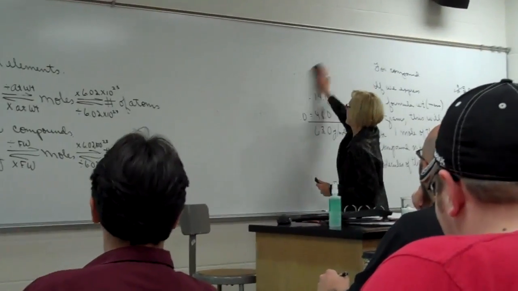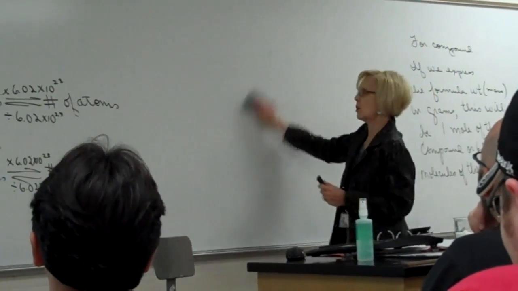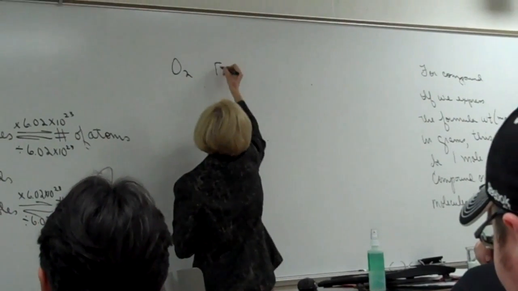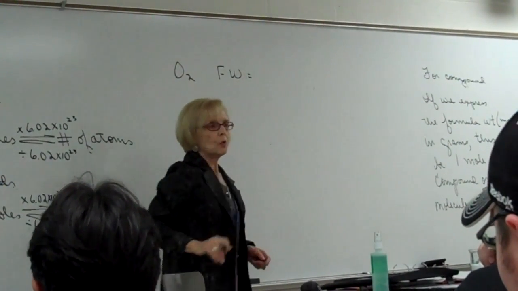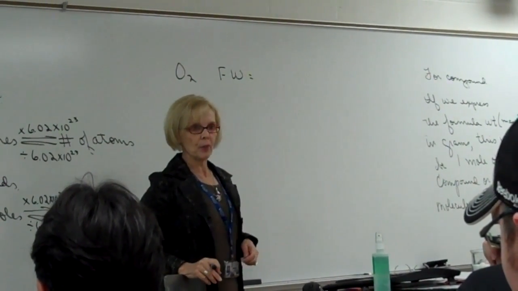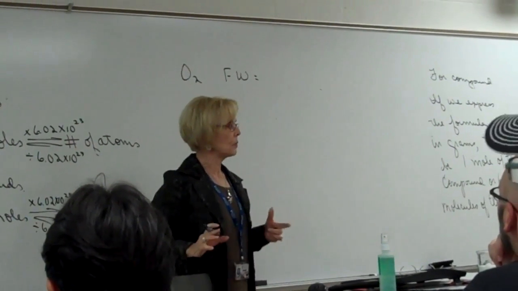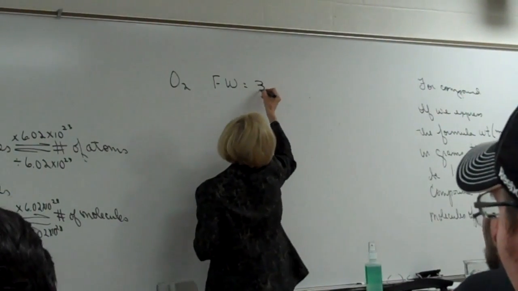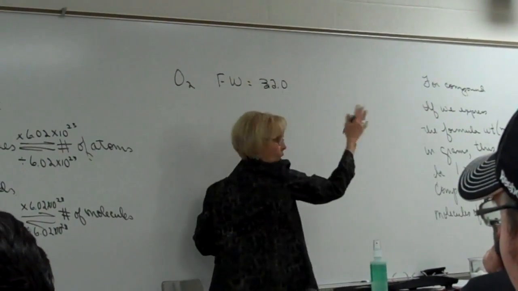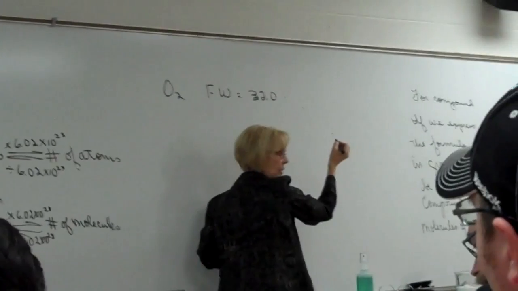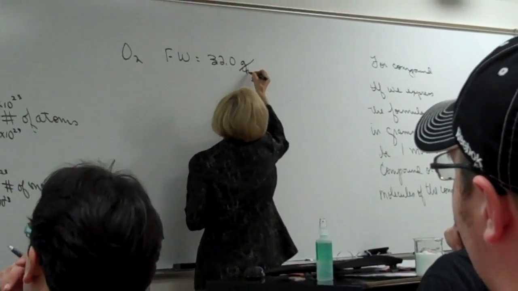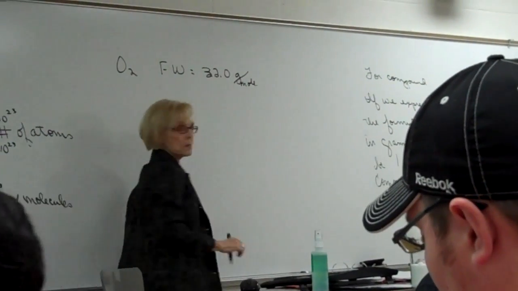Let's see what we're up against. Without setting up a table, somebody tell me, if I have O2, formula weight, surely we can handle that without making a mistake. What's our formula weight here? Tanya, what's it going to be? 32. And the units on that? Grams per mole. Good, Tanya. 32 grams per mole.